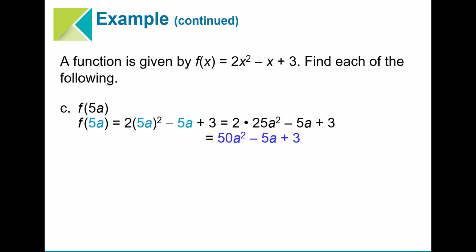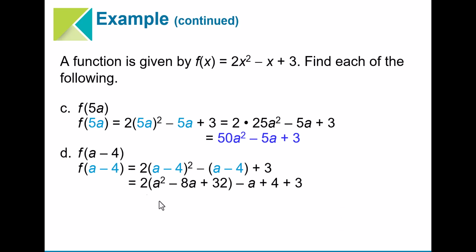I can plug in even more than one term, such as a minus 4. So I've plugged in a minus 4 everywhere I see x. Don't forget to FOIL square this out. It's a minus 4 times a minus 4. And then once again, I can go through and collect like terms to get my final evaluation.